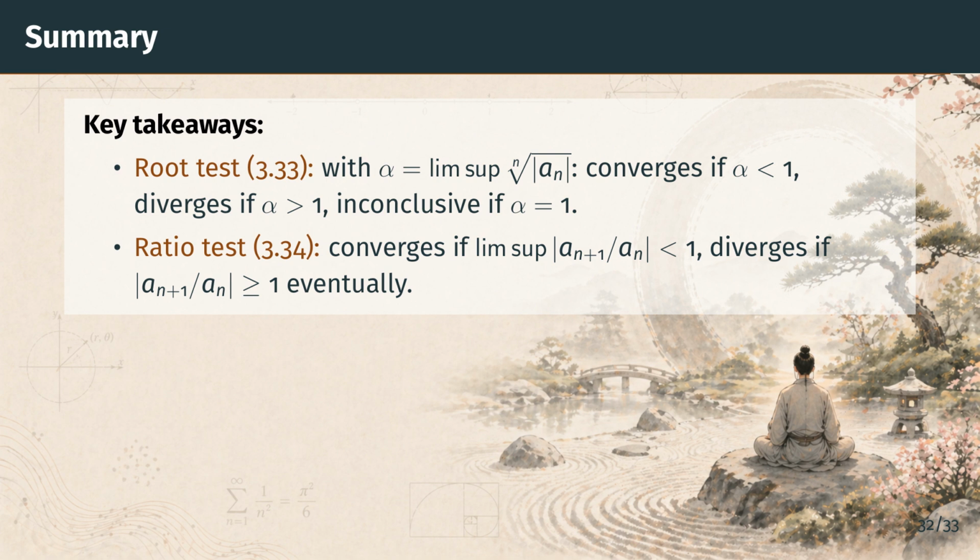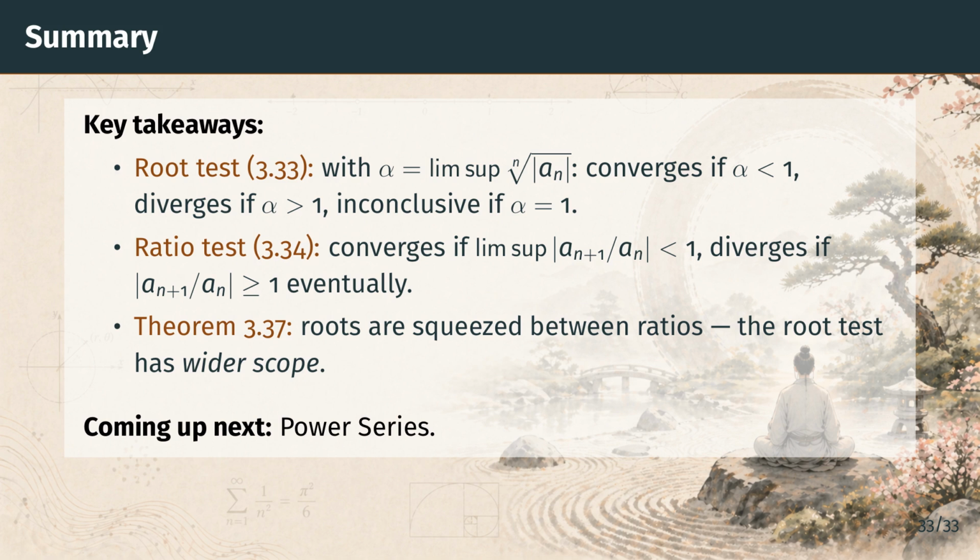Next, the relationship between them. Third, theorem 3.37 tells us the root quantities are always squeezed between the ratio quantities. The practical consequence is that the root test has wider scope. Anything the ratio test settles, the root test settles too, but not the other way around.